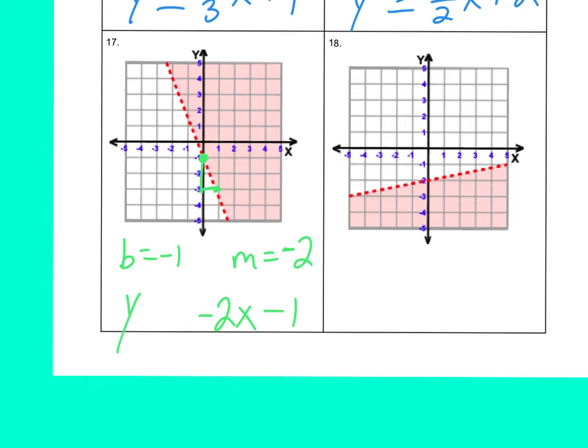Careful. My shading, look at just the y-axis. So the shading is going up, right? So just greater than. Is it equal to? No, because it's a dashed line.